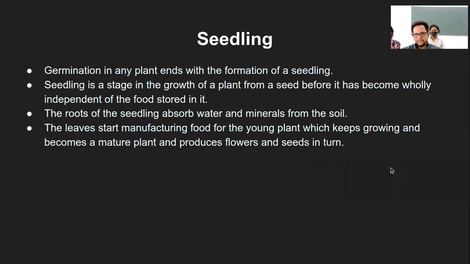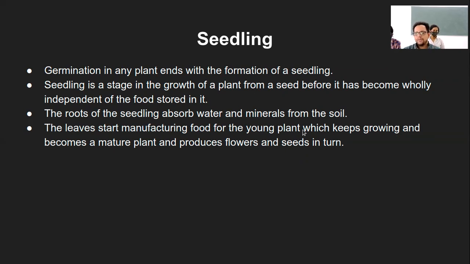And yes, this is the last one for sure. So seedling, we all know what a seedling is in general, right? When germination happens, the seed will grow into a seedling, and that will grow into a plant, or you can say a plant sapling, and then it grows into a tree, if at all it's a big tree. So a seedling is a stage in the growth of a plant from seed before it has become wholly independent of the food stored in it.